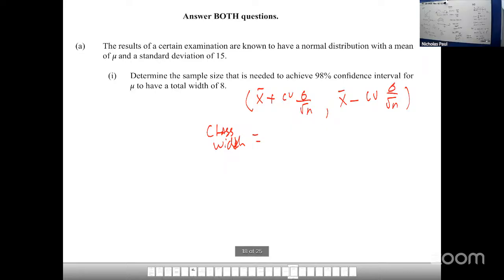So when you subtract, the x bar will cancel, and you will get 2 times the critical value times sigma over root n. That's the class width. So if you know your class width, you have it here. Find the critical value. You know sigma, so you can find root n. Try it quick, see what you get. That's a standard formula if you want to write it down, for class width.